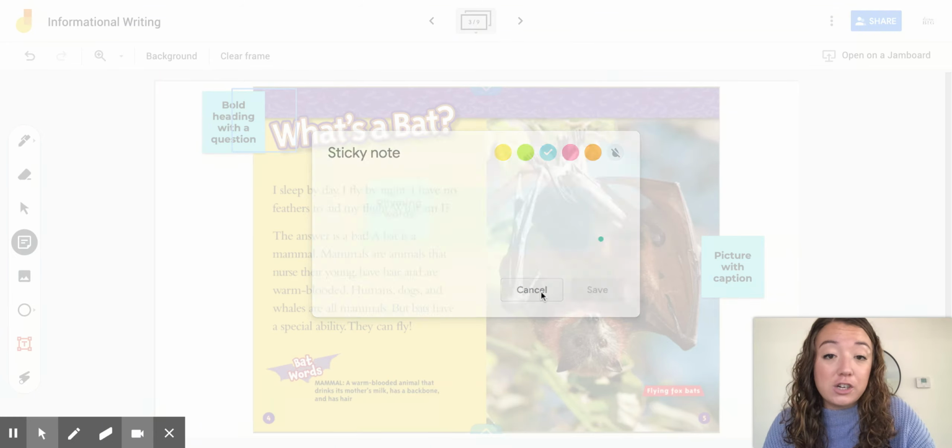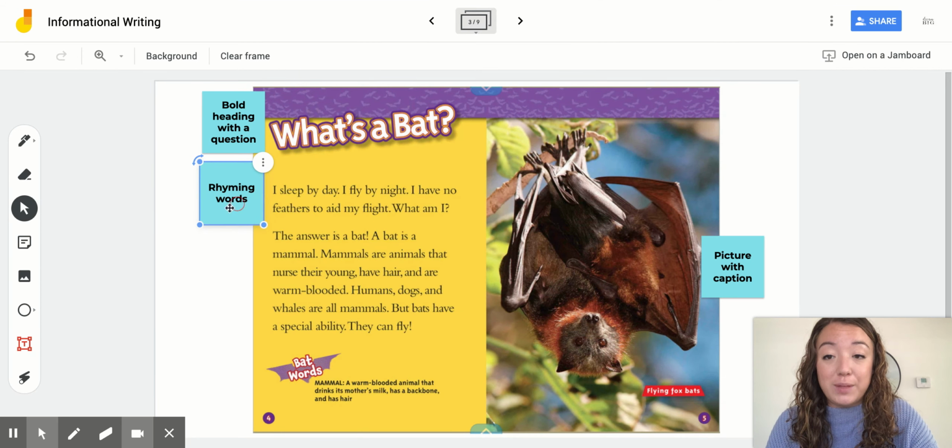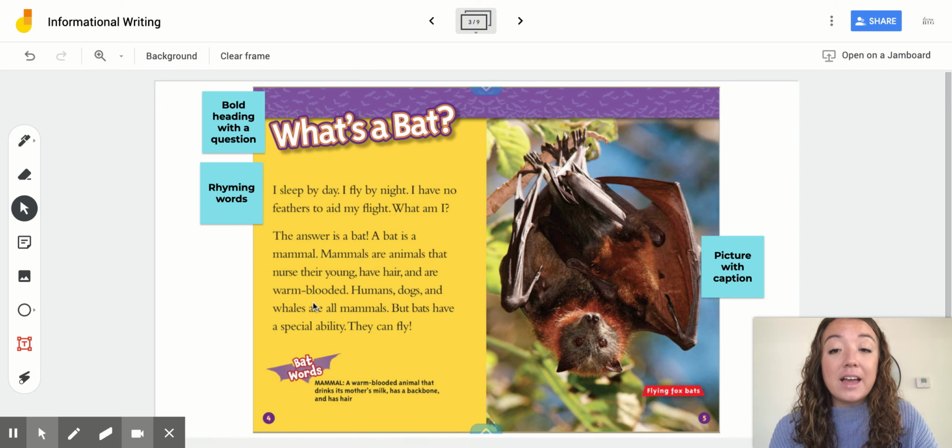Maybe that's something I can try in my writing when I go to do this. The answer is a bat. A bat is a mammal. Mammals are animals that nurse their young, have hair, and are warm blooded. Humans, dogs, and whales are all mammals, but bats have a special ability. They can fly. Wow, that was so much information.